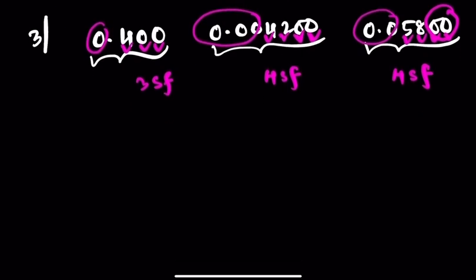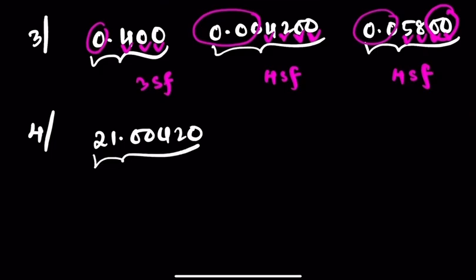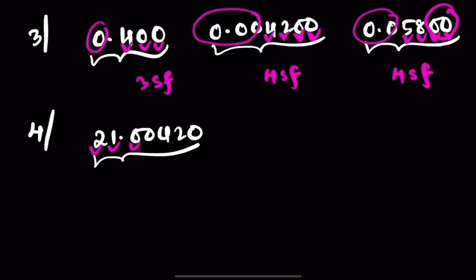Now let's see the fourth rule, which says that if our decimal starts with a whole number, count all the zeros. So what does it mean? So let's say we have 21.00420. Since our decimal is starting with the whole number, we'll count all the digits here. 1, 2, 3, 4, 5, 6, 7. So this has seven significant figures.